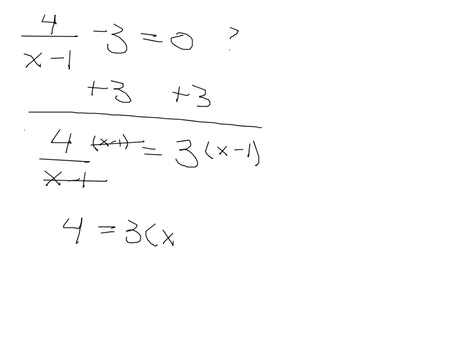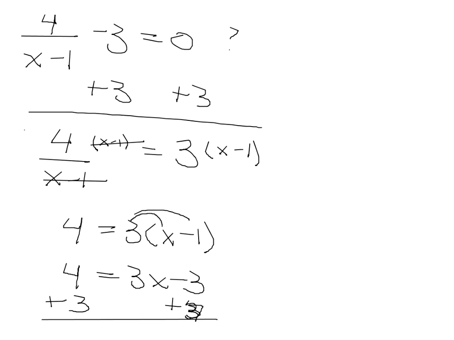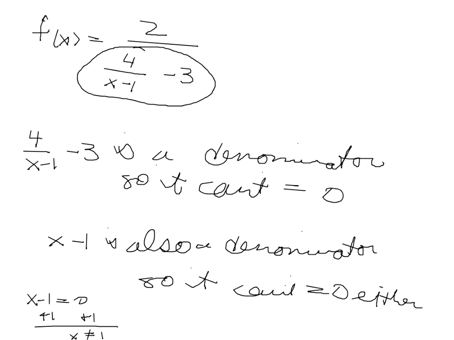And we're going to cancel the denominator. And you can also use cross multiplication. Now we're going to distribute. We're going to add 3 to both sides. So I get 3x equals 7. So divide both sides by 3. And I get x equals 7/3. So when x is equal to 7/3, this is equal to 0, and then I'm dividing 2 by 0, which, remember, I'm not allowed to do. So x cannot be 7/3.